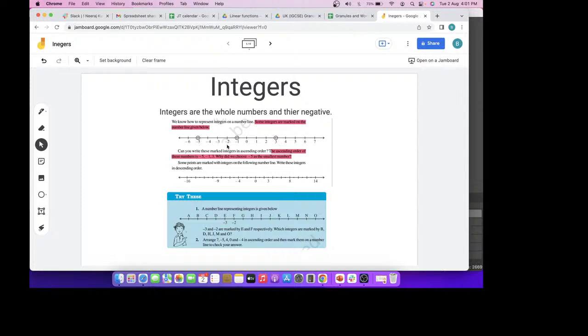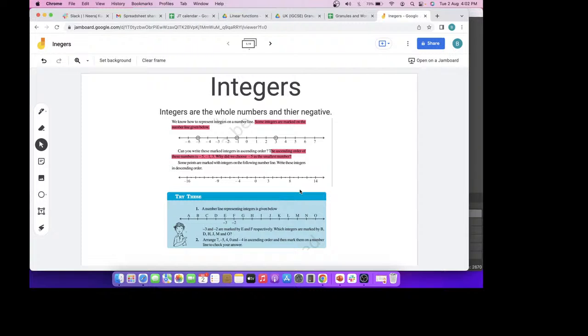So you can clearly see -5 is smaller than -1. So with negative integers, it is the other way around. The number that seems bigger is actually smaller if we talk about negative integers. All right, so we have learned about integers on the number line, how it works on the number line, and we have also learned how to arrange the integers in ascending order.